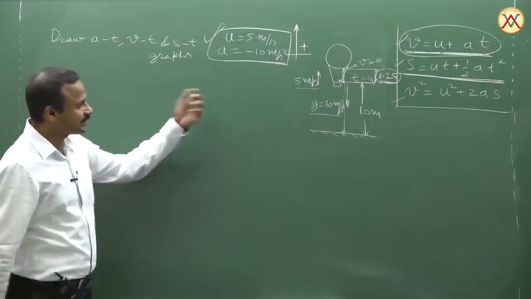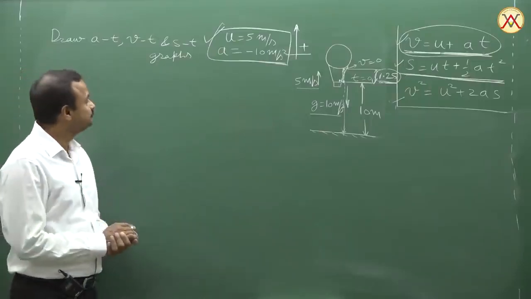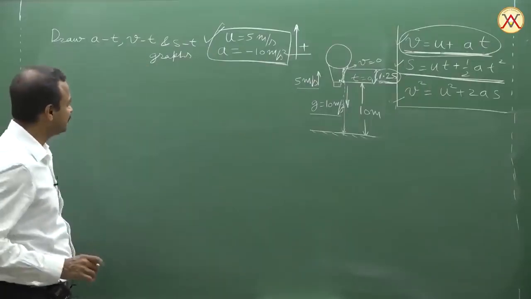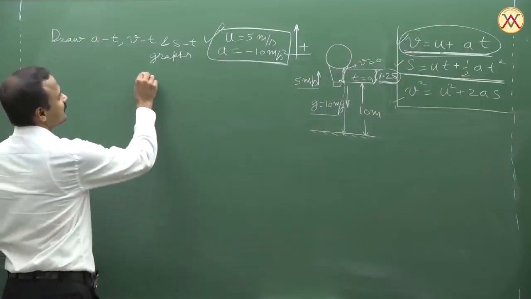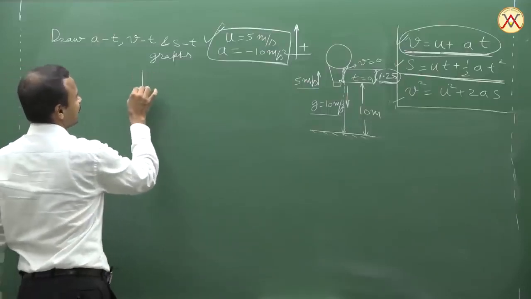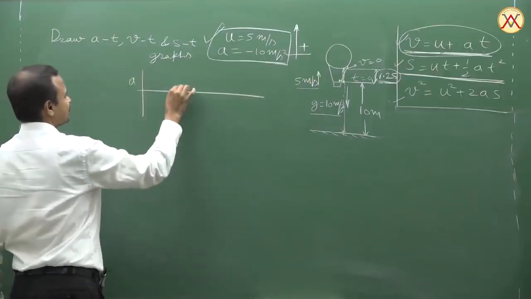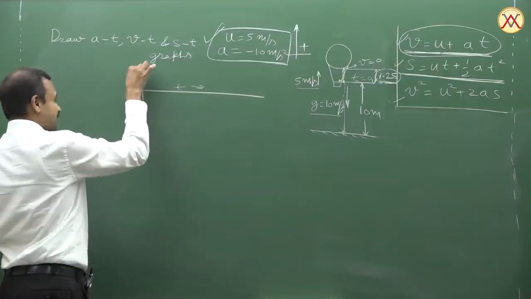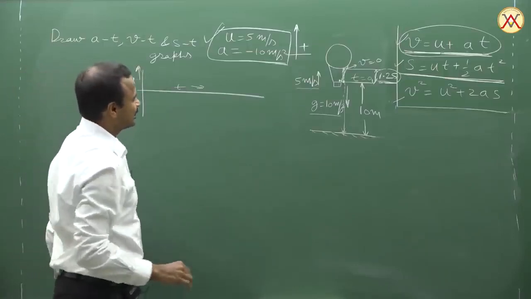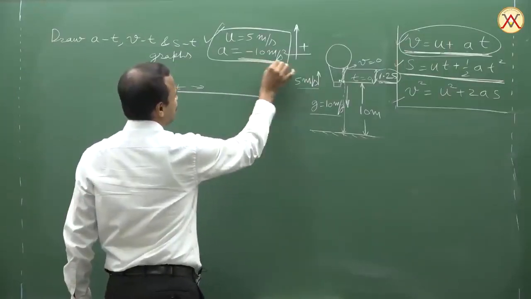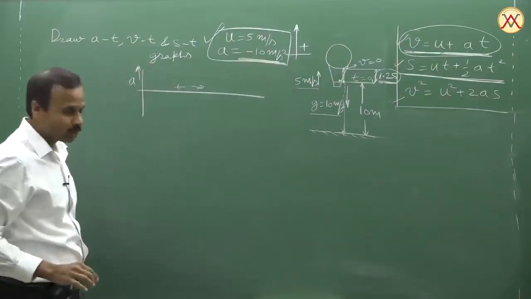Let us now look at the same problem graphically. Let's plot these three graphs. First, I will plot acceleration time graph. Acceleration versus time. See, the value of acceleration is a constant. It is minus 10 meter per second square.